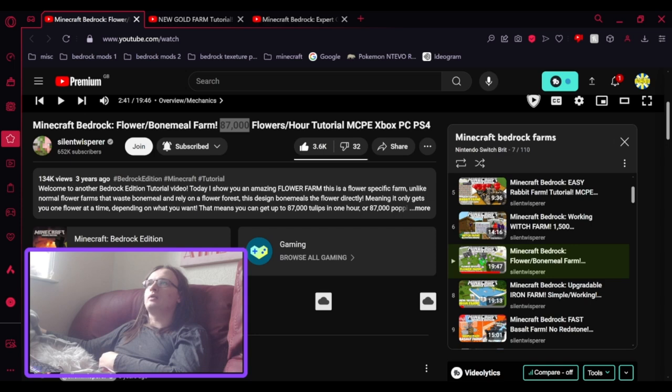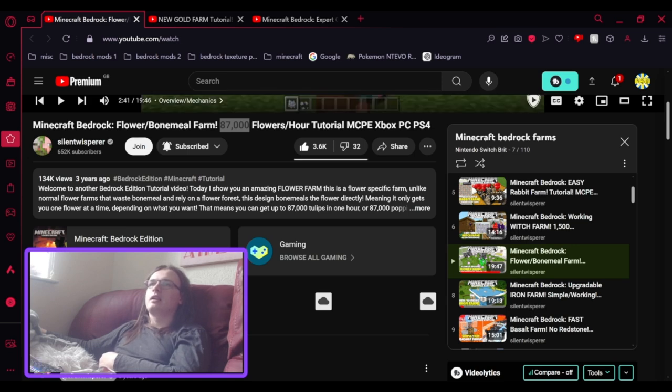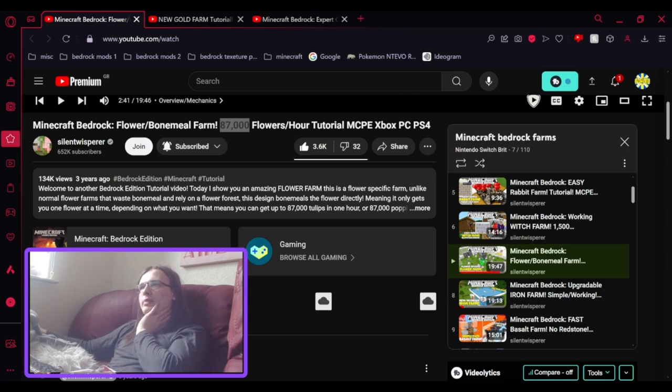That's 87,000 flowers per hour. Assuming 14 flowers per bone meal, about 6,214 bone meal per hour. So that's 87,000 times 8, which is the essence value of a flower, is 696,000 essence per hour, minus 6,214 times 8, the essence value of bone meal, that's 49,712, equals 646,288 essence per hour, or 631 diamonds per hour.